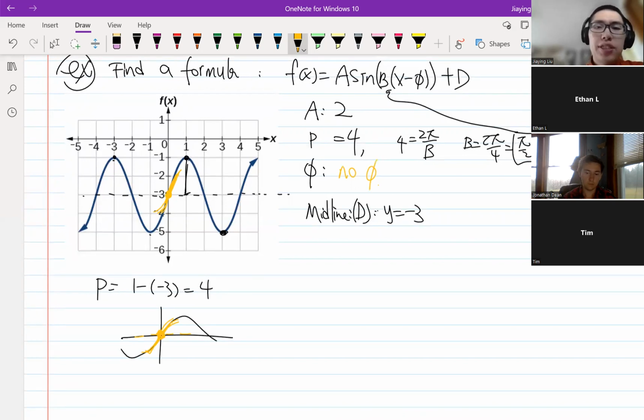Let's see, I'm going to erase this in a minute. Let's say the graph is being shifted all the way to the right here at x equals 4. And in that case, the phase shift equals 4. It depends on whichever part of the graph you're going to match to the original sine, y equals sine x.